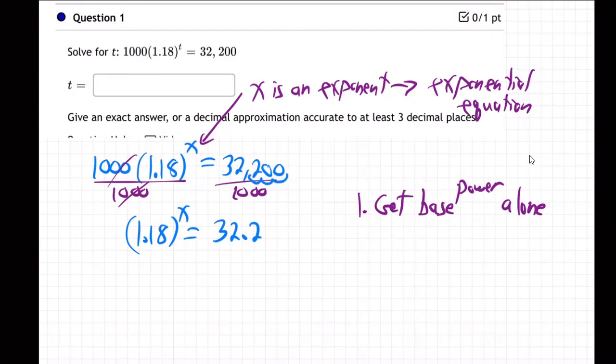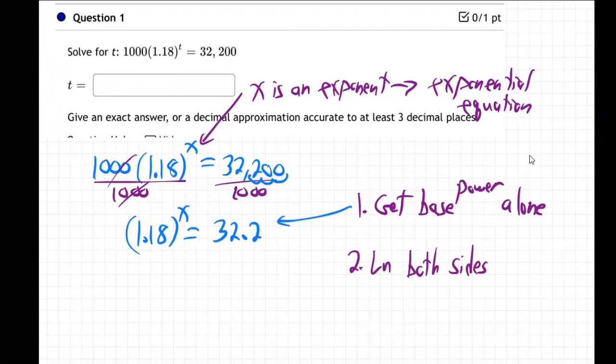So step number one, get the base to the power alone. See how the base to the power is alone now? We got rid of that 1,000 that was in the front. So the base to the power is alone. Step number one. Step number two, so we did that. Step number two, ln both sides. So we're going to take the natural log of both sides.